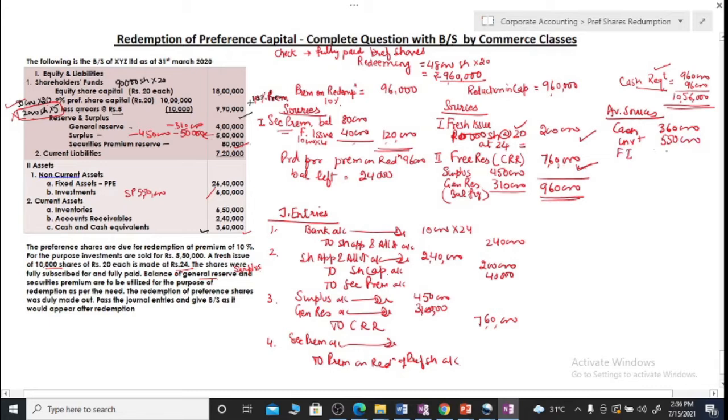Then you have money from fresh issue. So you received 10,000 into 24, 2,40,000, because cash collection is 2,40,000. 2 lakh went into the sources of capital, 40,000 went into securities premium. Okay, out of this 2,40,000, 2 lakh came here and 40,000 got clubbed with the securities premium. Okay, these are all the cash availability that you have with you. So you have 11,50,000. When you pay 10,56,000, you will be having a balance of how much with you? 94,000.